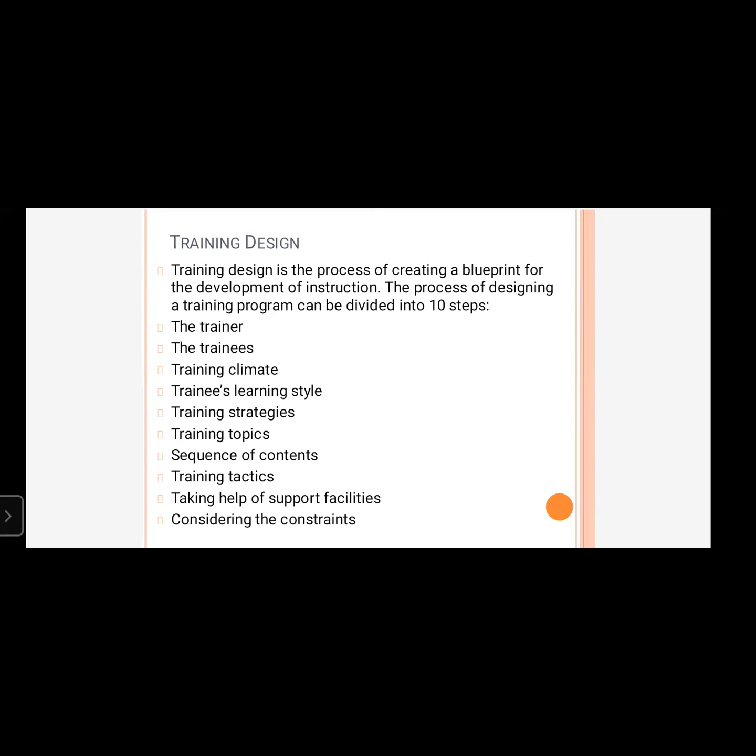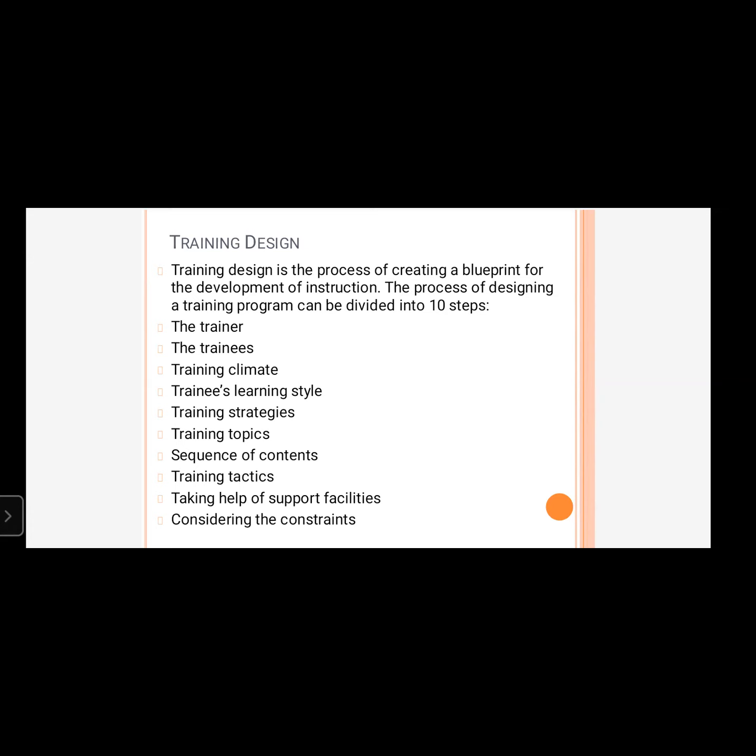Next one, the trainees' learning style. Now we are talking about trainees' learning style. We are not talking about trainers' learning style, because when the trainer has been finalized, everything has been checked: how he will be imparting the training, how much knowledge about that particular subject he has, how his communication skills are. So everything is being checked there. Now we are talking about trainees' learning style.